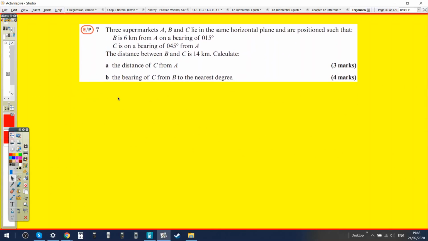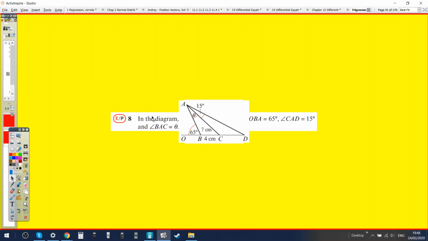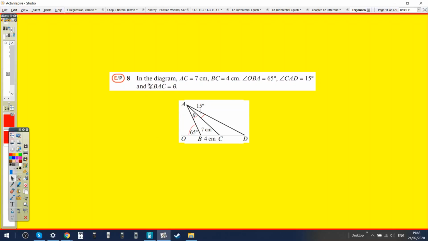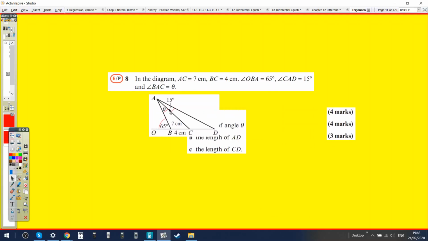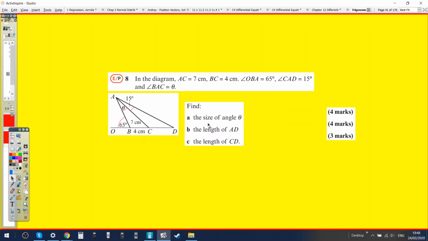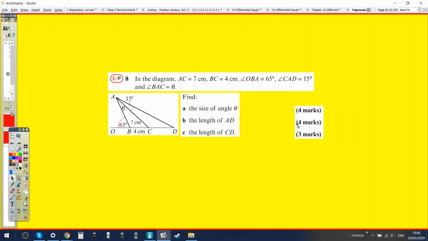Let's see. Bearings. I think it's alright, you just draw it, really. This looks like the ambiguous case again. Yeah, let's try this. So first they describe the diagram to you, then they ask you to find stuff.